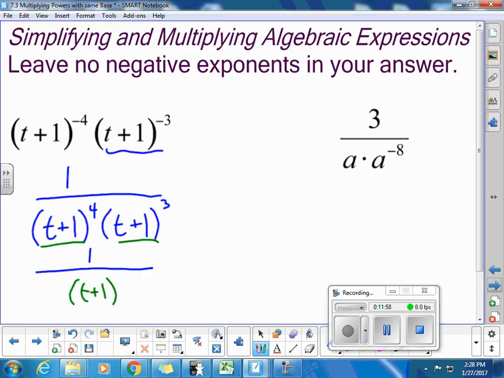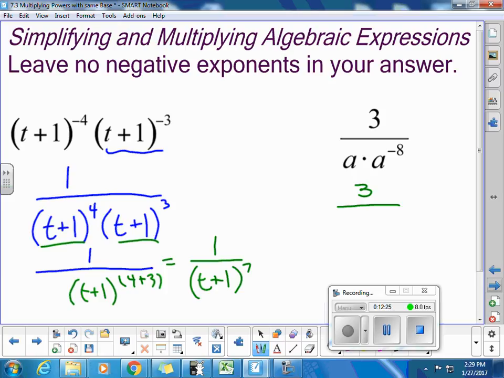And then we have to the 4 plus 3, which equals 1 over (t plus 1) to the 7th. Same base, so I can add them up. All right, this one, 3, not doing anything to the 3, it just stays a 3.